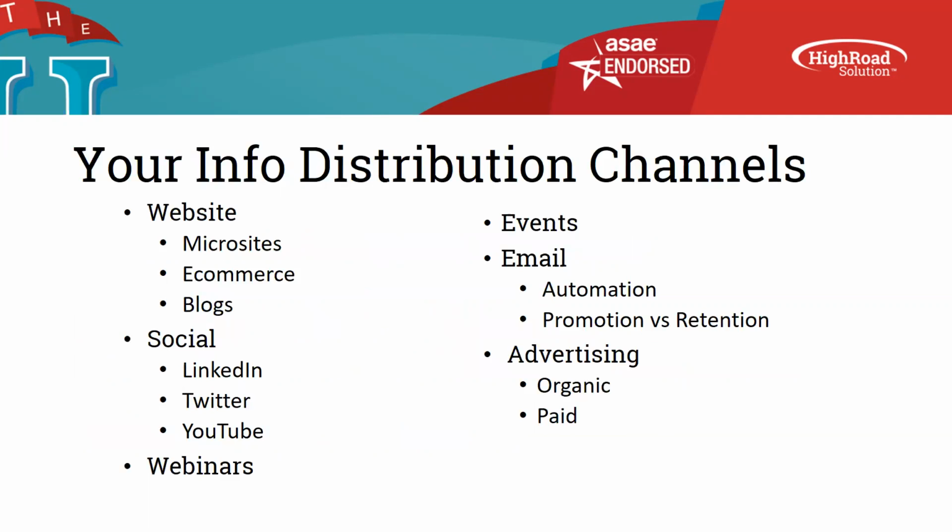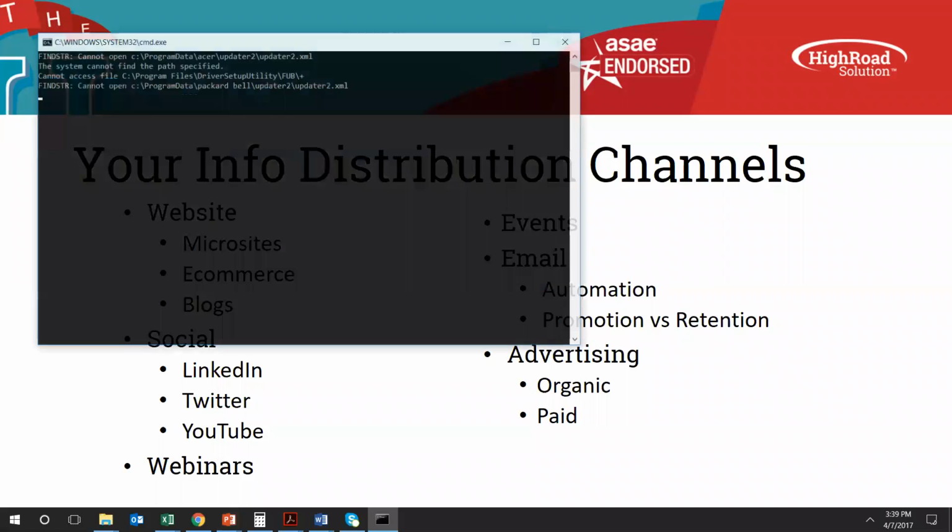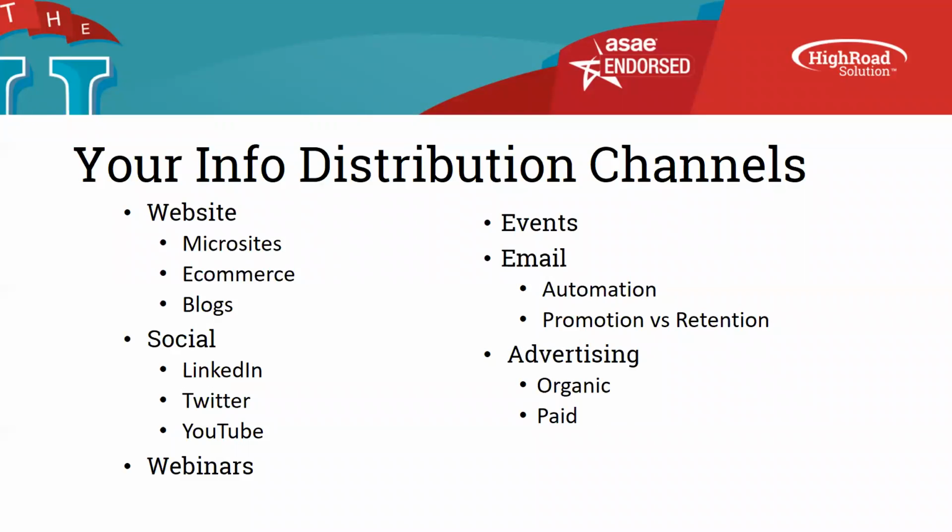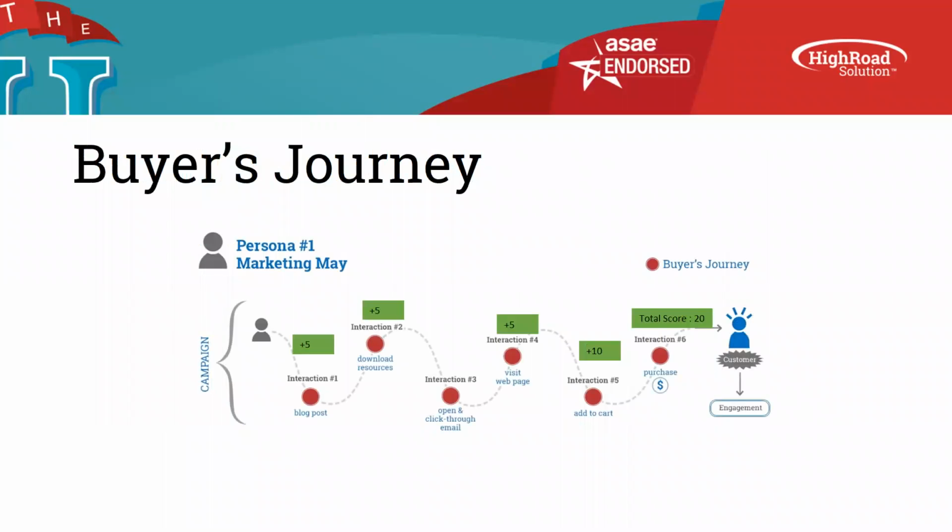If any of these are your information distribution channels right now, websites, social, webinars, events, email, maybe you do some digital advertising, something like Google AdWords, or maybe you're doing some Facebook ads or Twitter cards. If any of those are you, organizations move to marketing automation because it's going to bundle together a whole bit of this to make it more efficient for you to actually utilize those tools.